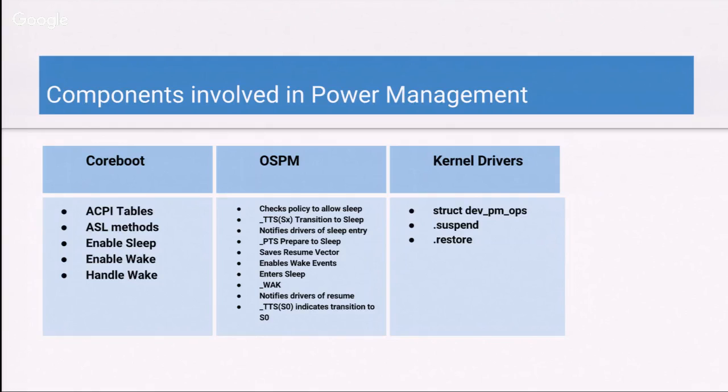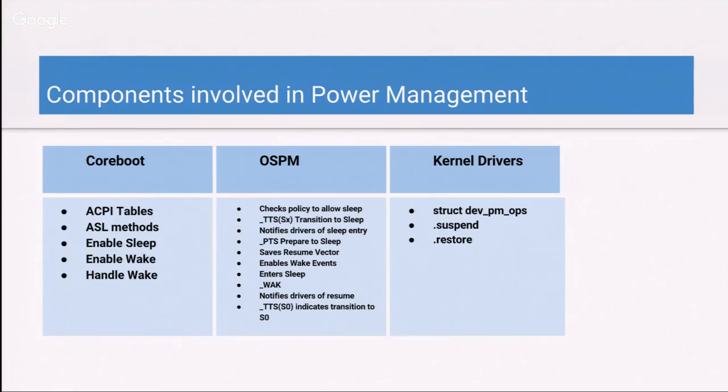We'll go there. And then there is the prepare to sleep method, which is called and helps to add a port 80 code in there, so you know that you're very close to entering sleep from the OS. The OS needs to save the resume vector because you don't want to reinitialize the kernel on the resume, so the resume vector is important. It also needs to enable wake events, because although the system might support many different wake events, there might be a smaller subset which the OS really wants to wake the system out of S3. And then it enters sleep.